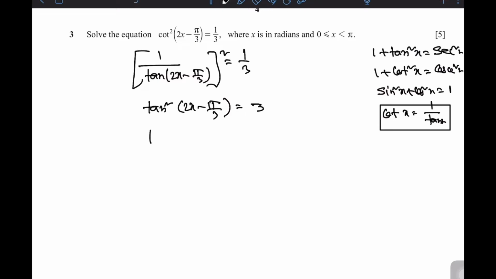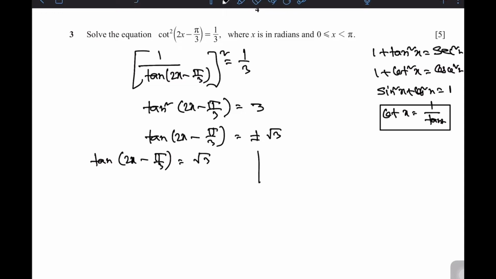Now tan(2x minus pi by 3) equals plus or minus, we are taking the square root, plus or minus root 3. So tan(2x minus pi by 3) can be root 3, or tan(2x minus pi by 3) equals minus root 3. These two equations can arise.